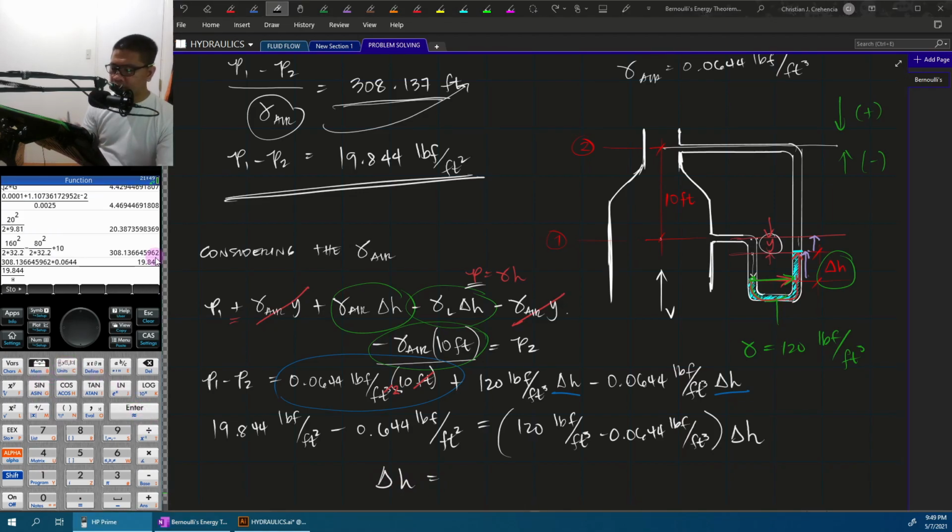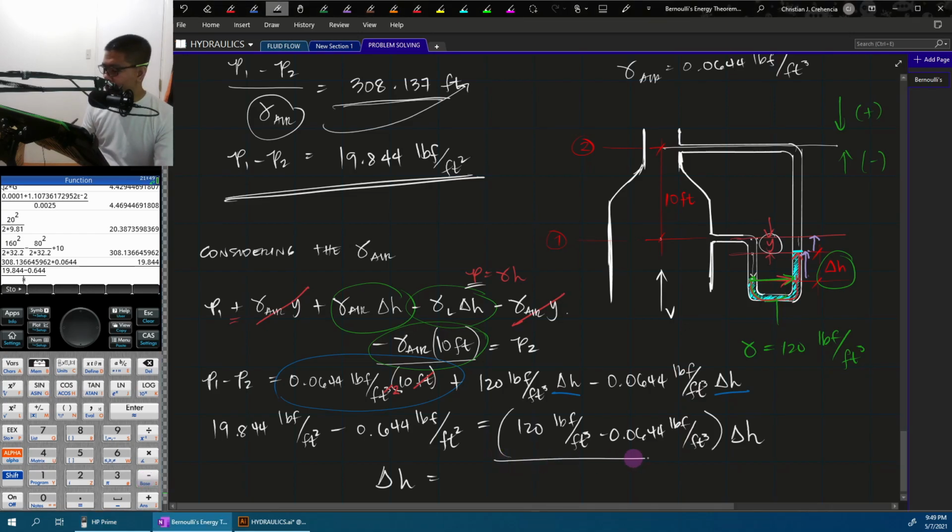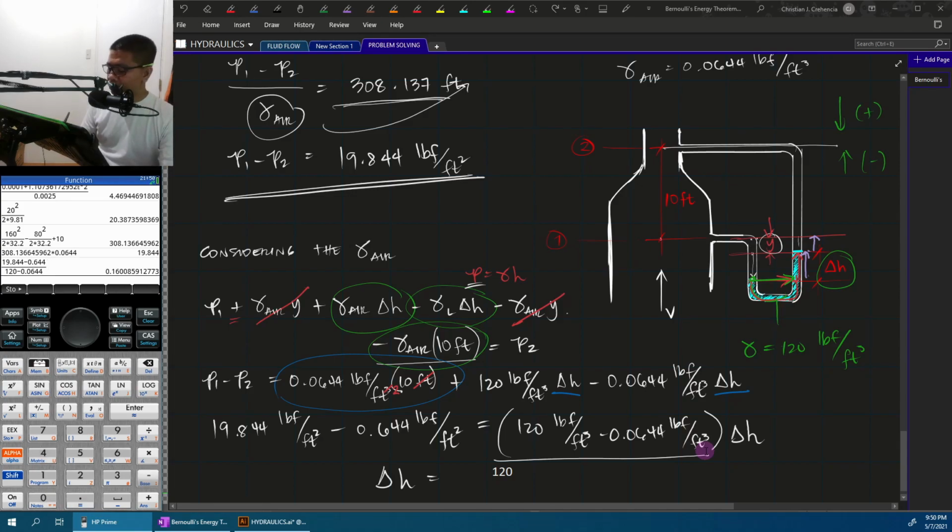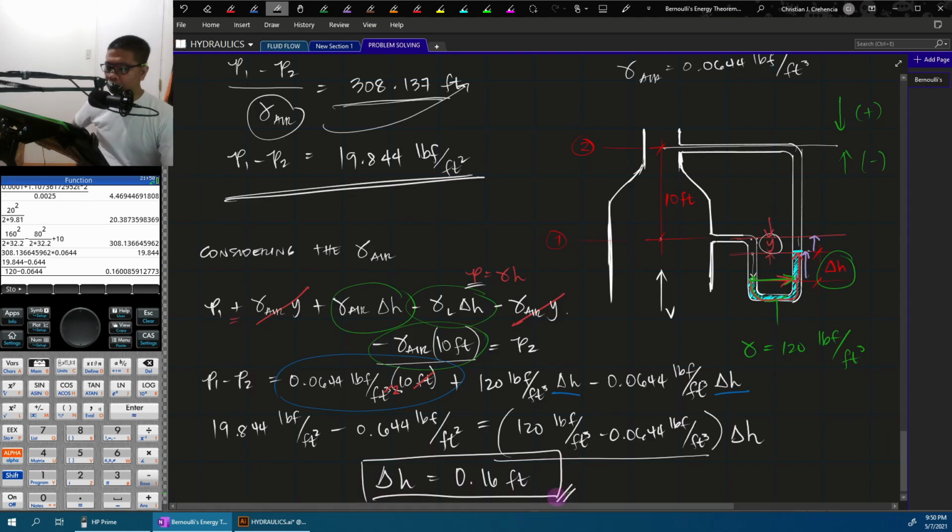So meron tayong 19.844 minus 0.644 and then divided by, so ita-transpose natin itong nasa parenthesis na to, 120 minus 0.0644. So, yung delta H will be equal to 0.16 foot. Okay? So, that is considering yung unit weight ng air sa equation natin.